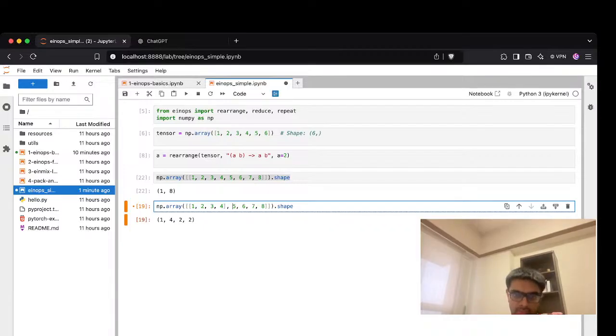Hey, wait, let's just do a bunch of things first. np.array, this whole thing, dot shape. Or we could just call dot shape. Okay, 2 by 3 by 2. The same thing as before, right? Suppose I delete this. It would just be 3 by 2 then.